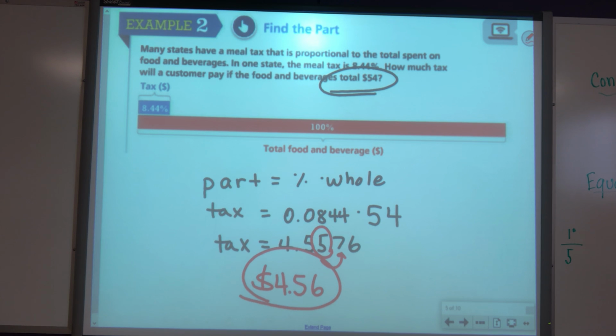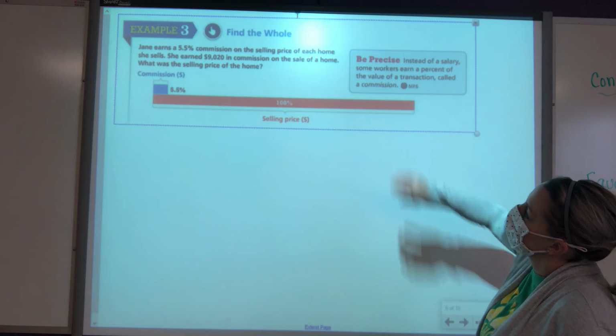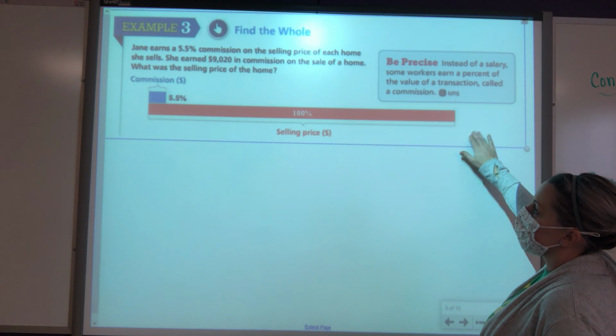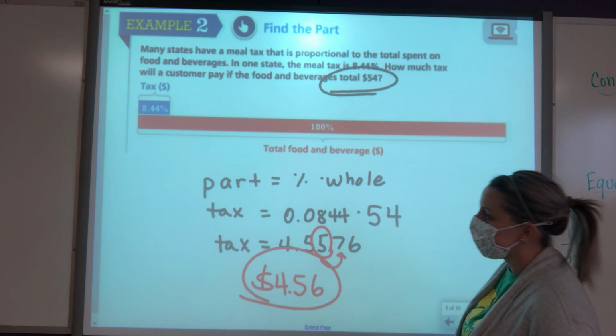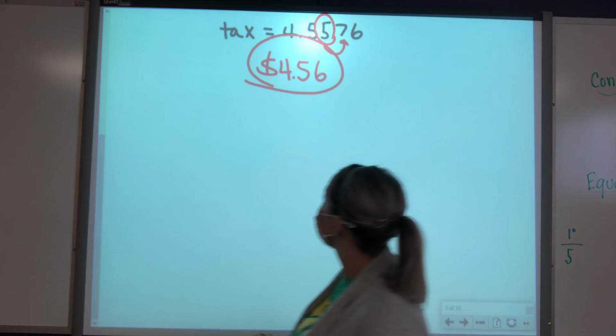Okay. So not only are we paying the $54, but we're also paying that 8 44/100% tax. So we're actually going to end up paying how much for our meal? $58.56. Okay. So that was a problem that we did with tax. Let's do another one like that. Let's just make one up.